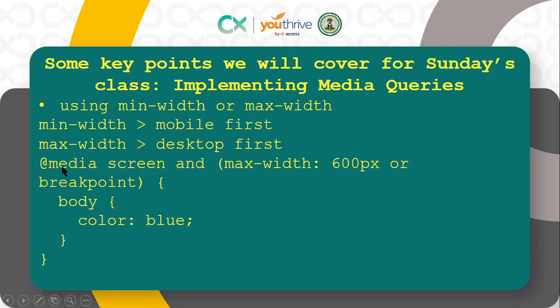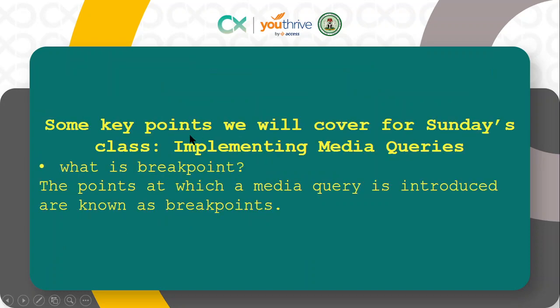So this is an example: media screen and max-width 600 pixel, or breakpoint. So the breakpoint is this 600 pixel or the viewport. Then at this breakpoint, the body of the page will change from the default color of white to what? Blue. So let's learn the next one.